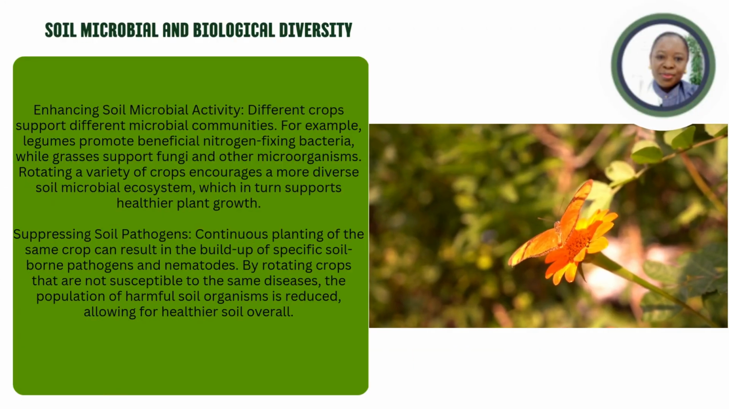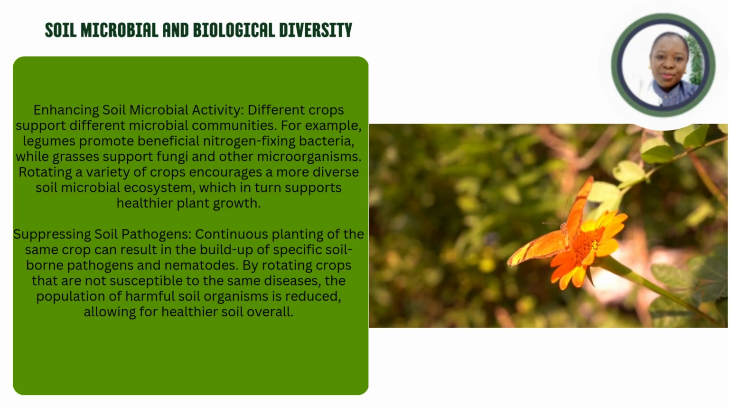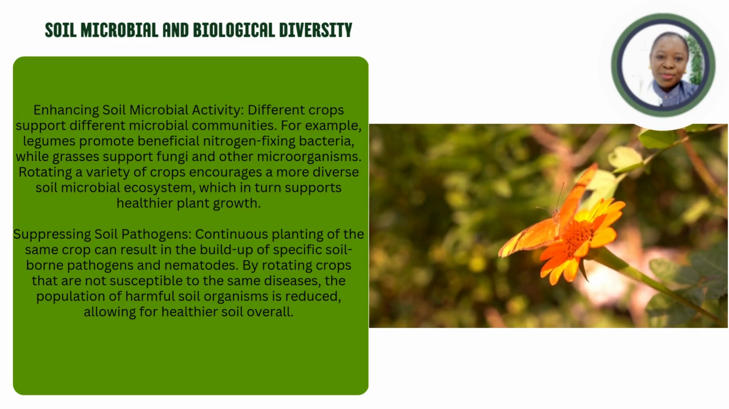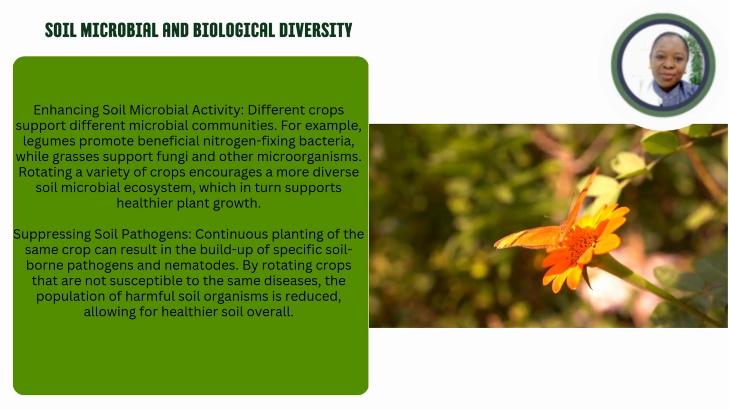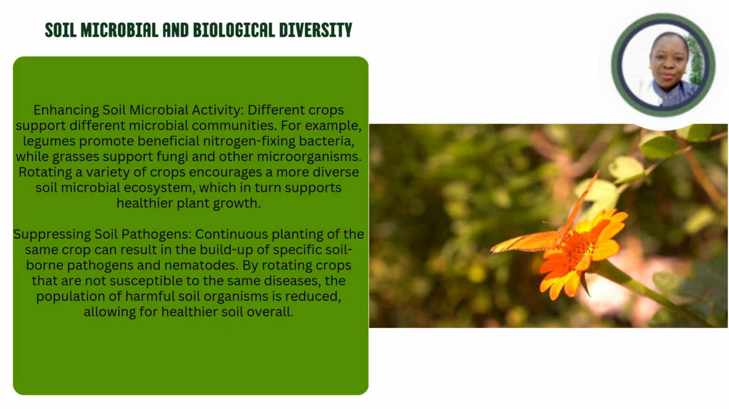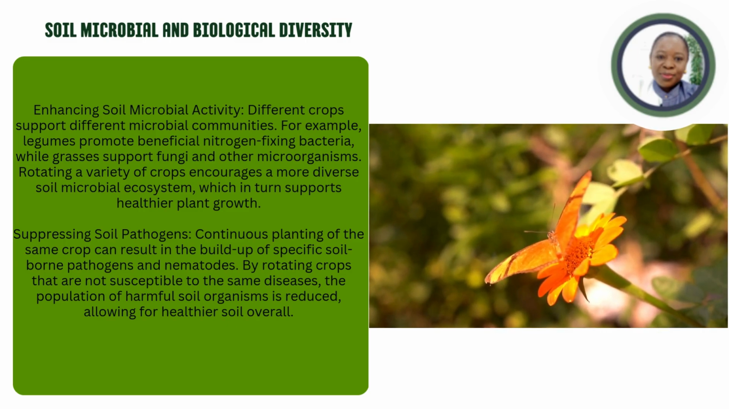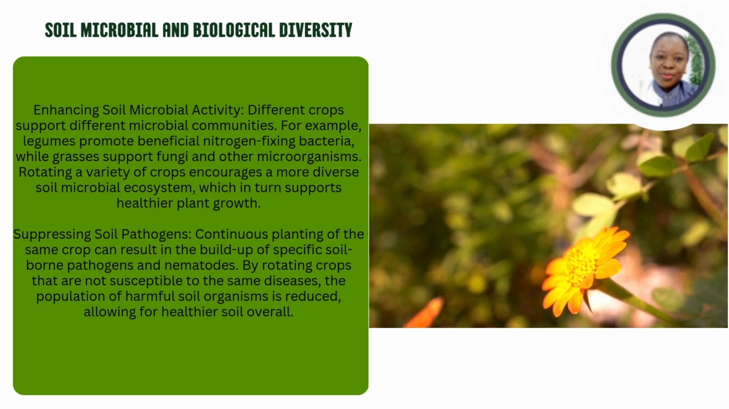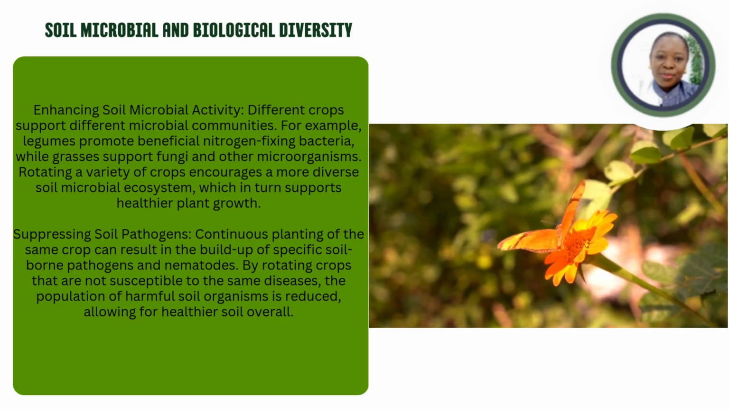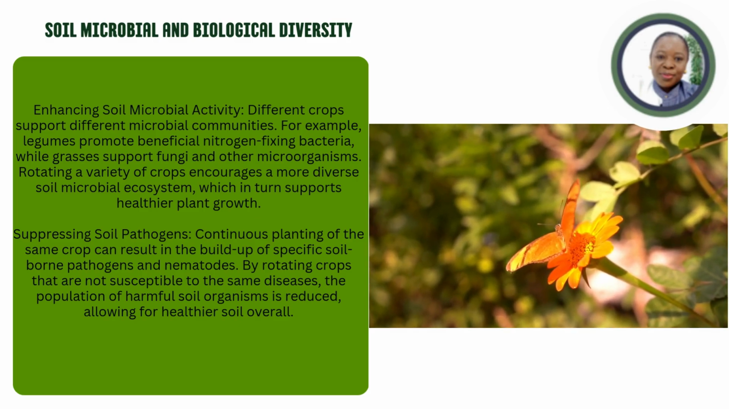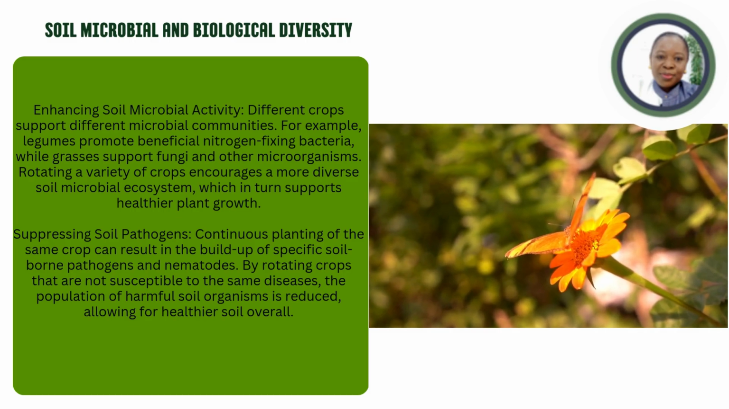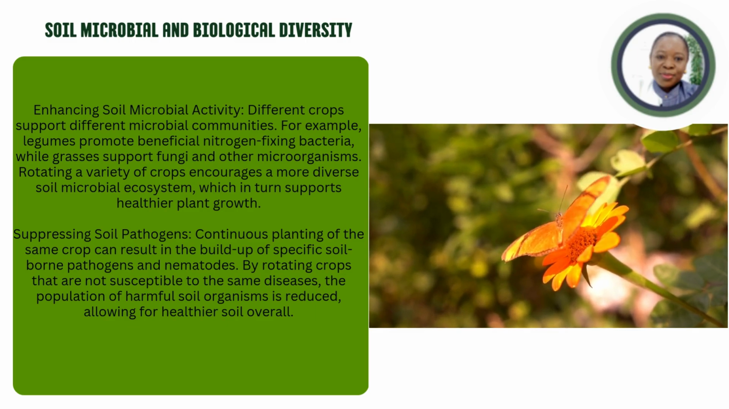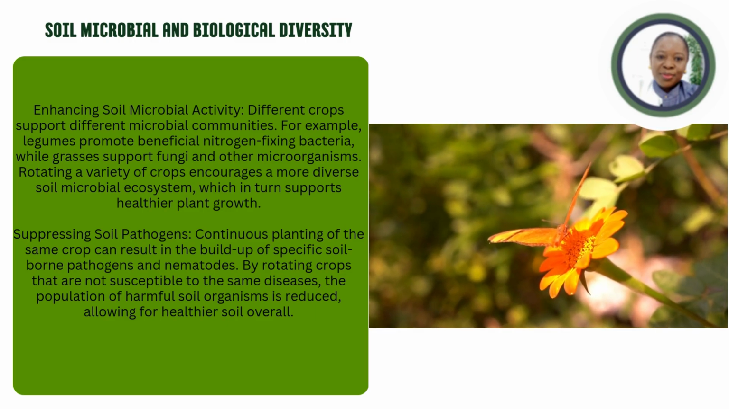Soil microbial and biological diversity. Enhancing soil microbial activity. Different crops support different microbial communities. For example, legumes promote beneficial nitrogen-fixing bacteria, while grasses support fungi and other microorganisms. Rotating a variety of crops encourages a more diverse soil microbial ecosystem, which in turn supports healthier plant growth.